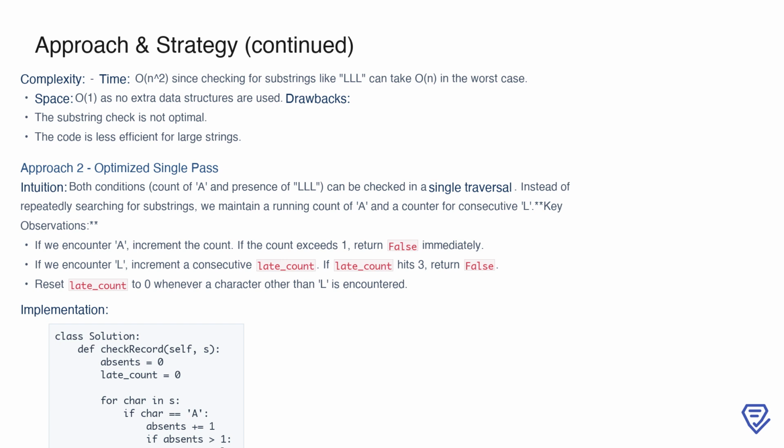If we encounter an A, we increment its count, and if the count exceeds 1, we can immediately return false since the condition is violated. Similarly, for L, we count consecutive occurrences and return false if the count reaches 3. Importantly, we reset the L counter to 0 whenever a character other than L is encountered.